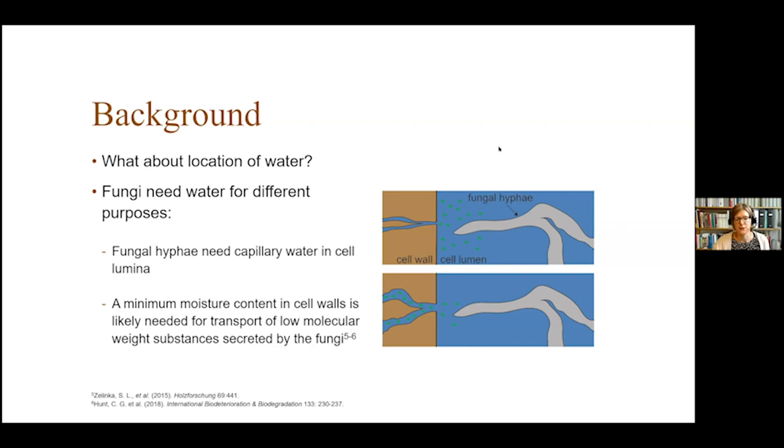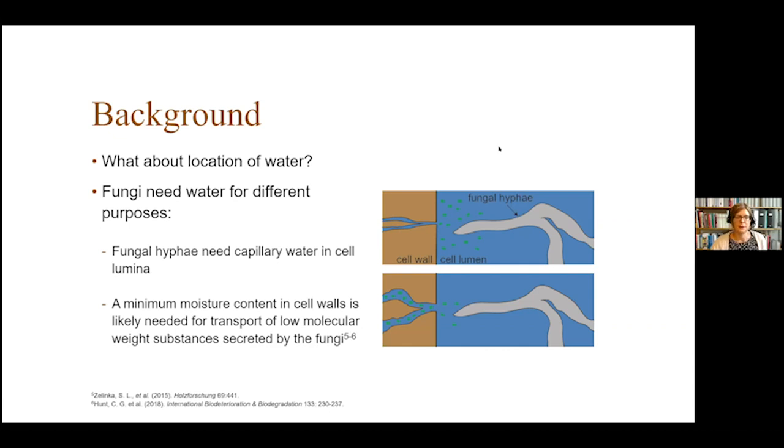But more recent research has also put focus on the moisture content of cell walls. It could be that a minimum moisture content in cell walls is needed for transport of the substances that are secreted by the fungi. If the moisture content in the cell wall is too low, the pathways for transport could be too narrow or non-existent, and that would not make it possible for these substances to be transported into the cell wall, and thus the wood cannot be degraded.